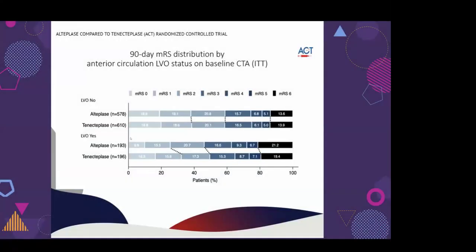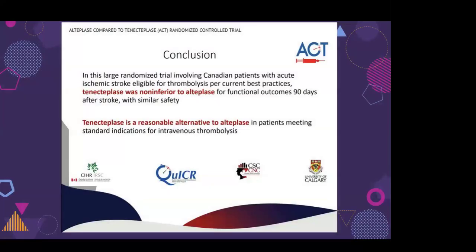Now coming to 90-day MRS. Again, the same thing in the LVO was achieved much more in the Tenecteplase group, and this we already talked about because of better mechanism of action and all that. In conclusion, this trial basically reported that Tenecteplase was non-inferior to Alteplase for functional outcome 90 days after stroke with similar safety.